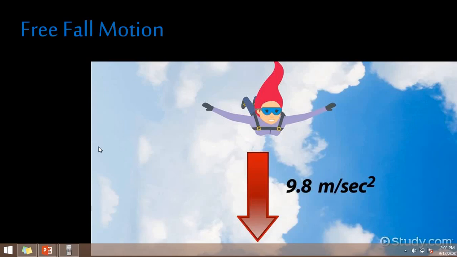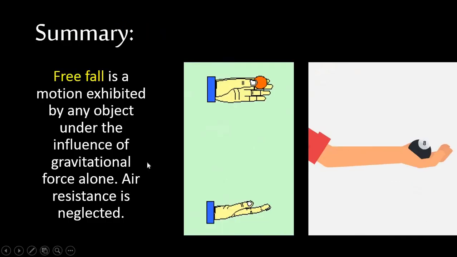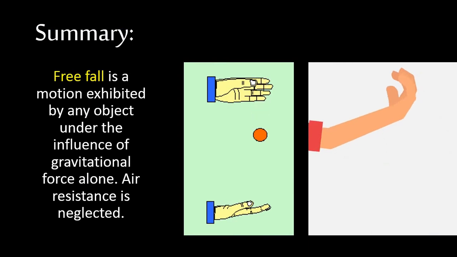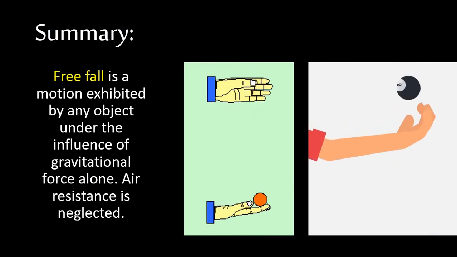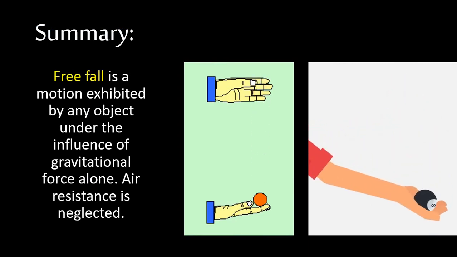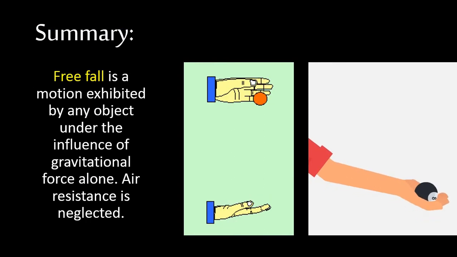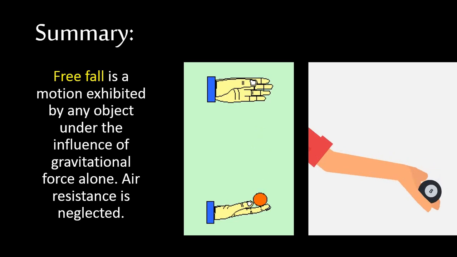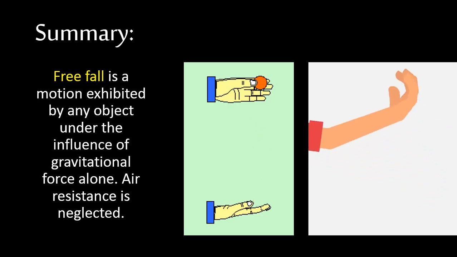Good day, learners. Today we are going to discuss free fall motion. Let's have a quick summary of what free fall motion is. Free fall is a motion exhibited by any object under the influence of gravitational force alone. Air resistance is neglected.